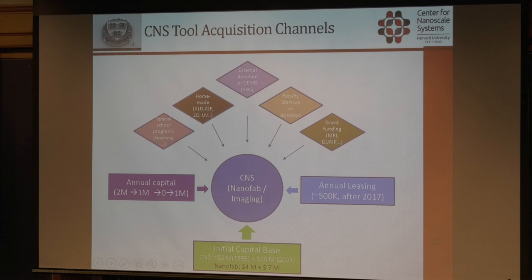And also we have some talented engineers. They love to build tools. So we even build tools by ourselves, like LED. We build our LED, we build our xenon difluoride etcher and the 2D material assembly, even the UV exposure system. And occasionally we also get funding from a special fund program from the school. For example, recently we got 300K for teaching equipment. After 2010, we added or replaced about 15 million in capital equipment in the non-fab area.